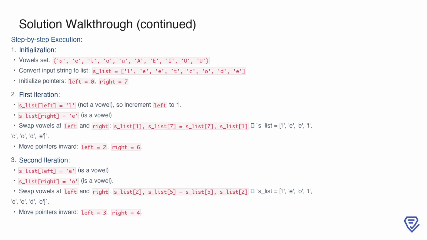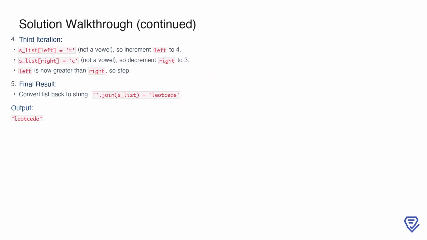After moving the pointers inward, left becomes 2, and right becomes 6. In the second iteration, the left pointer now points to E, which is a vowel, and the right pointer points to O, which is also a vowel. This time, we swap them, resulting in the updated list, LEOTCEDE. After the swap, we move left inward to 3 and right inward to 4.